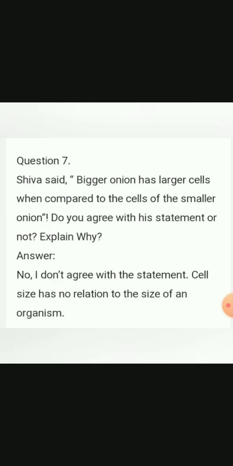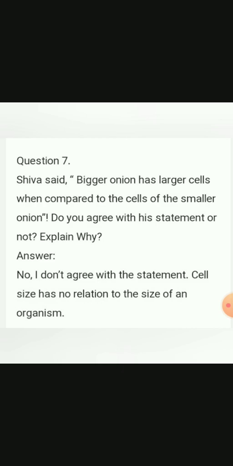Seventh, Schwann said bigger onion has larger cells when compared to the cells of the smaller onion. Do you agree with this statement or not? Explain why. Answer: no, I don't agree with the statement. Cell size has no relation to the size of an organism.